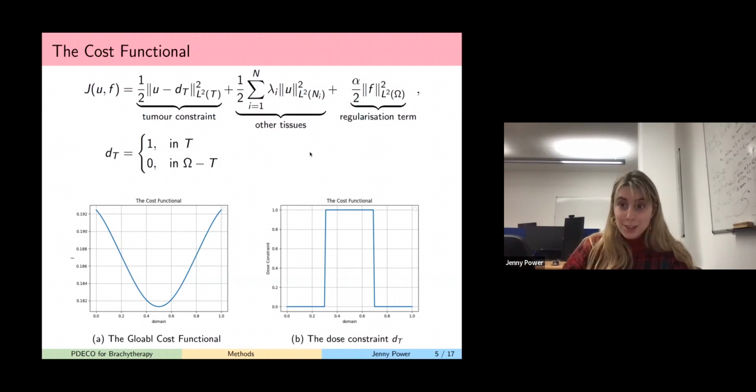Okay, our final term then is our regularization term. This is just in to make sure that everything is well posed, so our solution exists, it's unique, and it's stable. We regularize here with F. This is quite standard in the PDE constrained optimization literature. So this is what we have gone for.